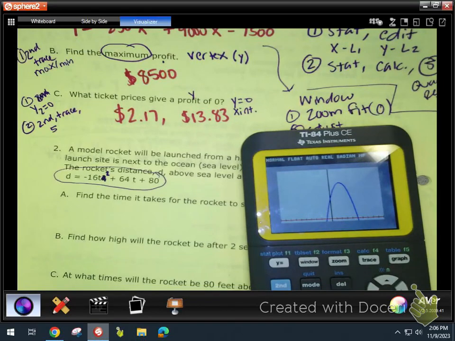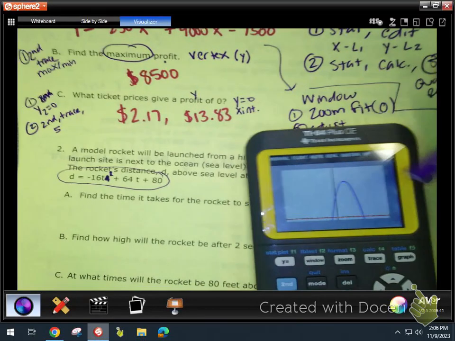Is it working? Okay. Everyone have a nice, pretty graph? For the most part. All right.